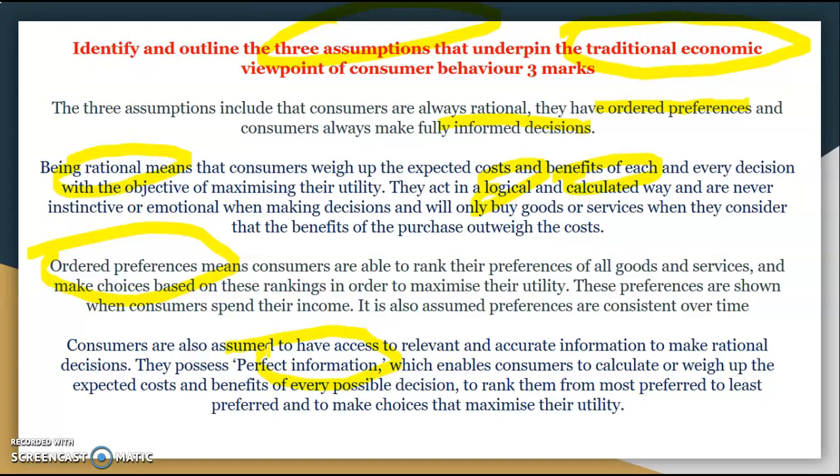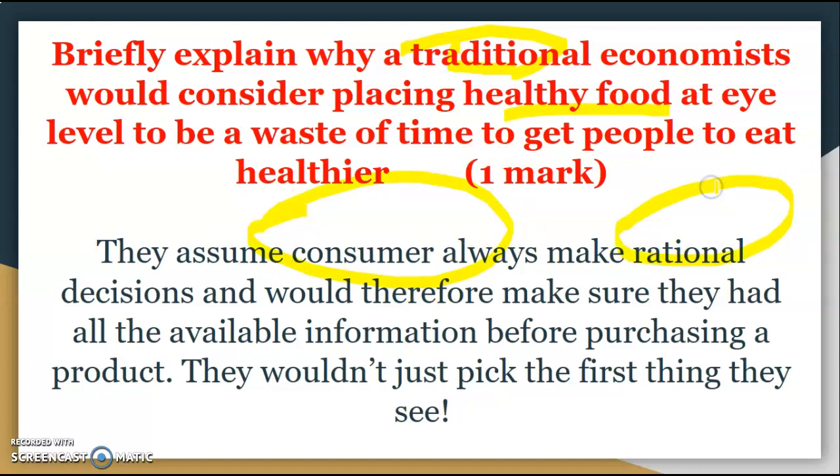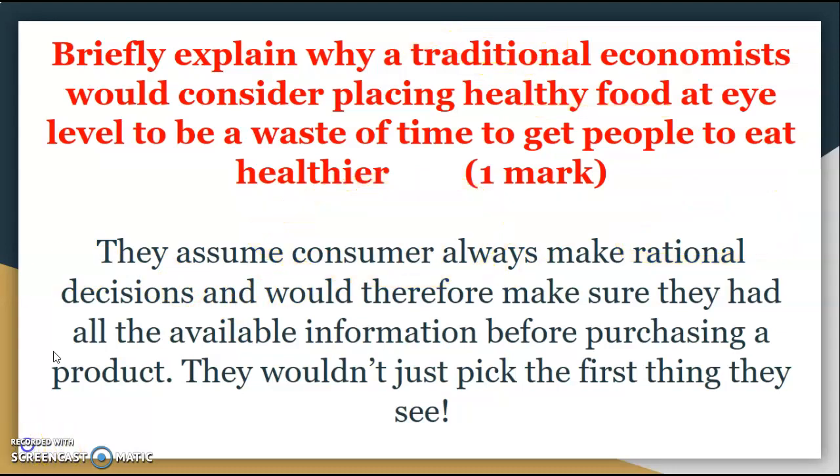The other one is the diminishing marginal utility. Okay, so why would traditional economists say that placing healthy food at eye level is a waste of time? Well, basically, they would assume that consumers are already making rational decisions. They're already going to weigh up, look at all the different options. They're not going to make haphazard decisions. So it's a waste of time putting healthy food at eye level because people will check out all the different options and choose the option that's best for them. And just putting something randomly in a certain place is not going to help.